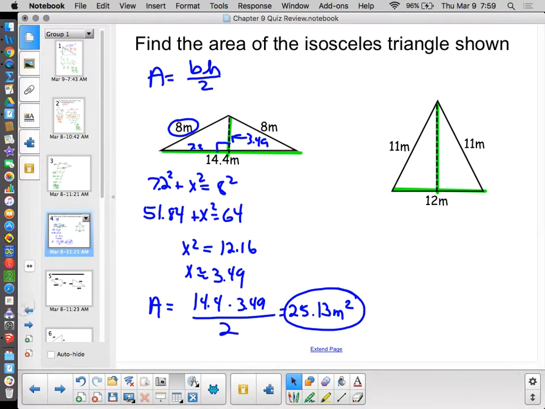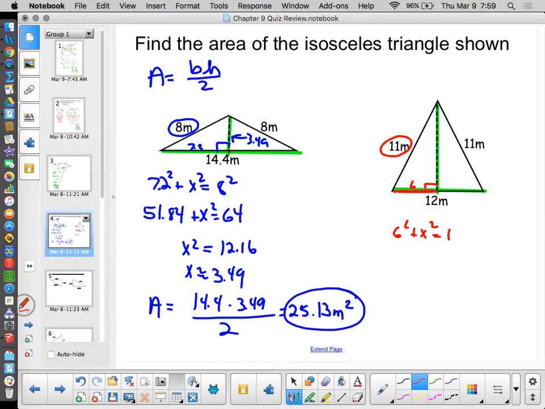So applying the Pythagorean theorem, same thing here. When I break this triangle, how long is this side going to be? 6. So in my right triangle, there's my hypotenuse. 6 squared plus x squared equals 11 squared. 36 plus x squared equals 121. X squared is 85. So x is the square root of 85, which is a little more than 9. How do I know that? The square root of 81 is 9, right? And 84 is a little bigger, so 85 is a little bigger. I get 9.22.